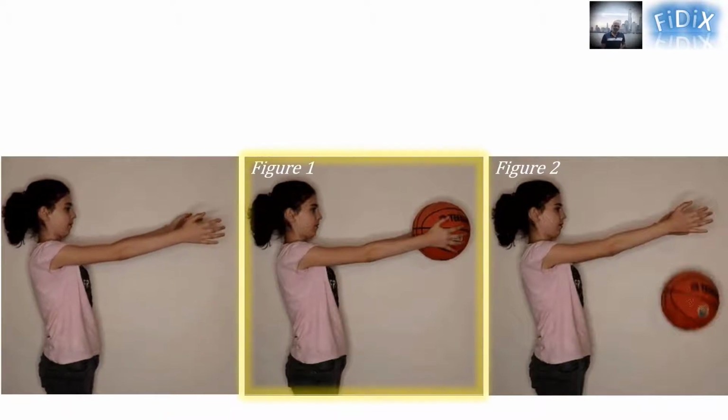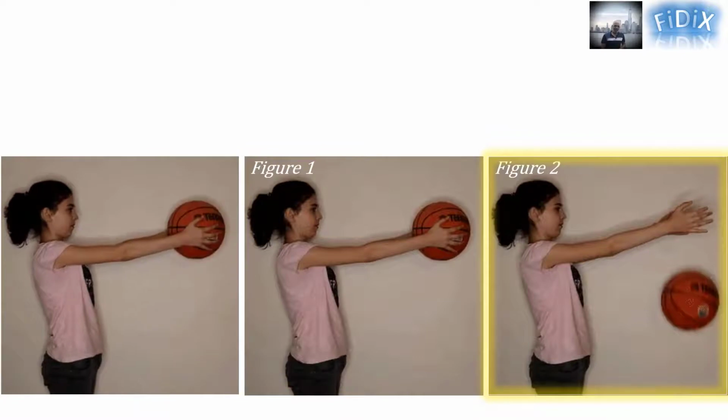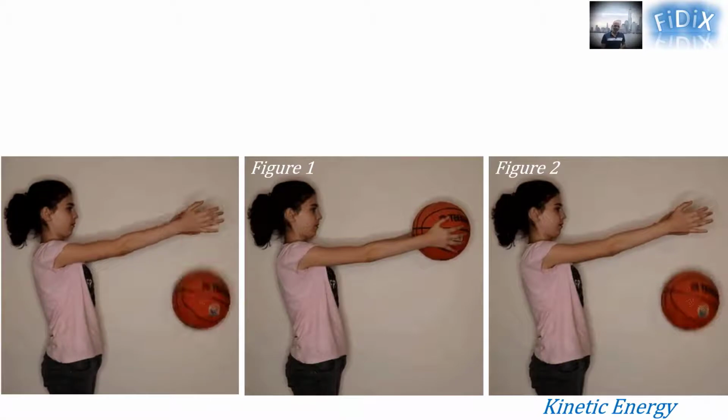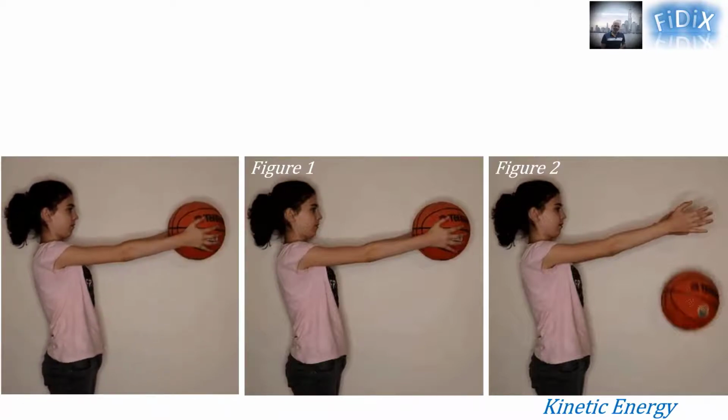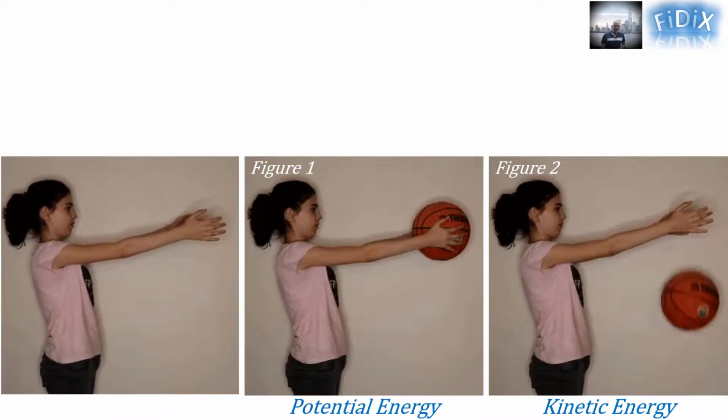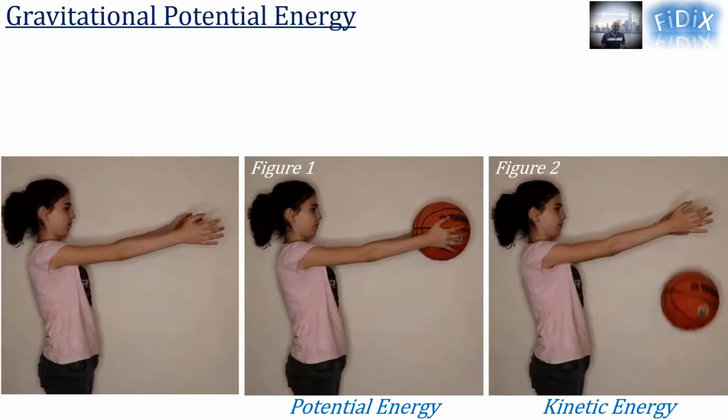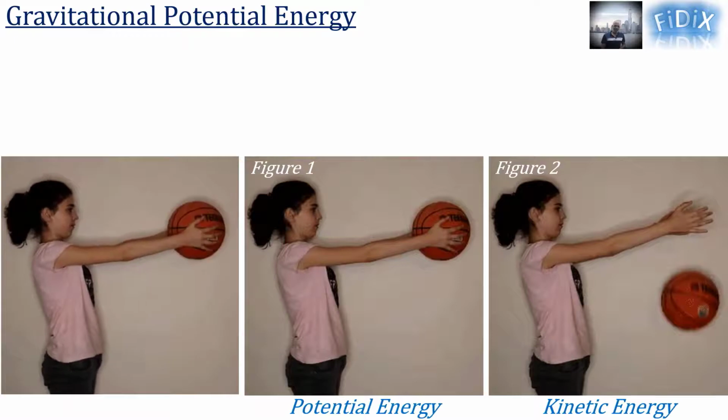Again, in figure 1, no energy is detected, but then in figure 2, we can say that the ball has acquired kinetic energy since it is in motion. The kinetic energy of the ball was converted from some hidden energy that was stored inside the system formed of the ball and the earth. That stored energy is called potential energy, and in this case, it is called gravitational potential energy since it is due to the gravitational interaction between the ball and the earth.